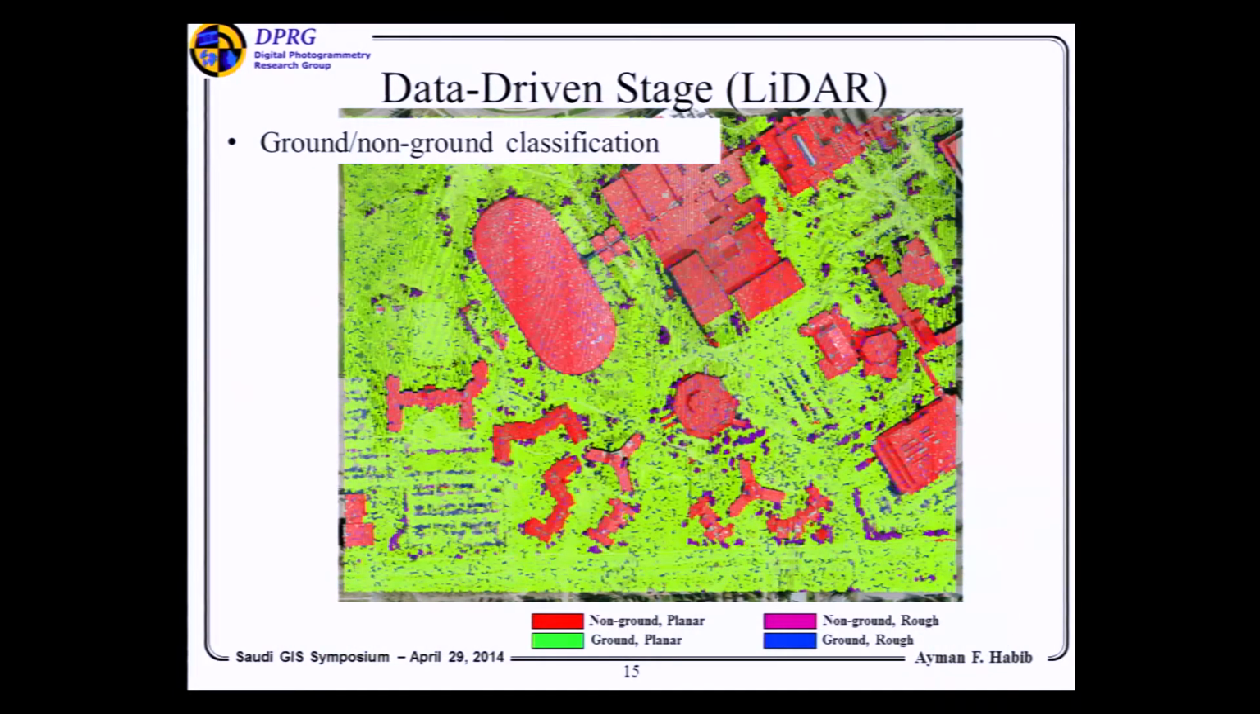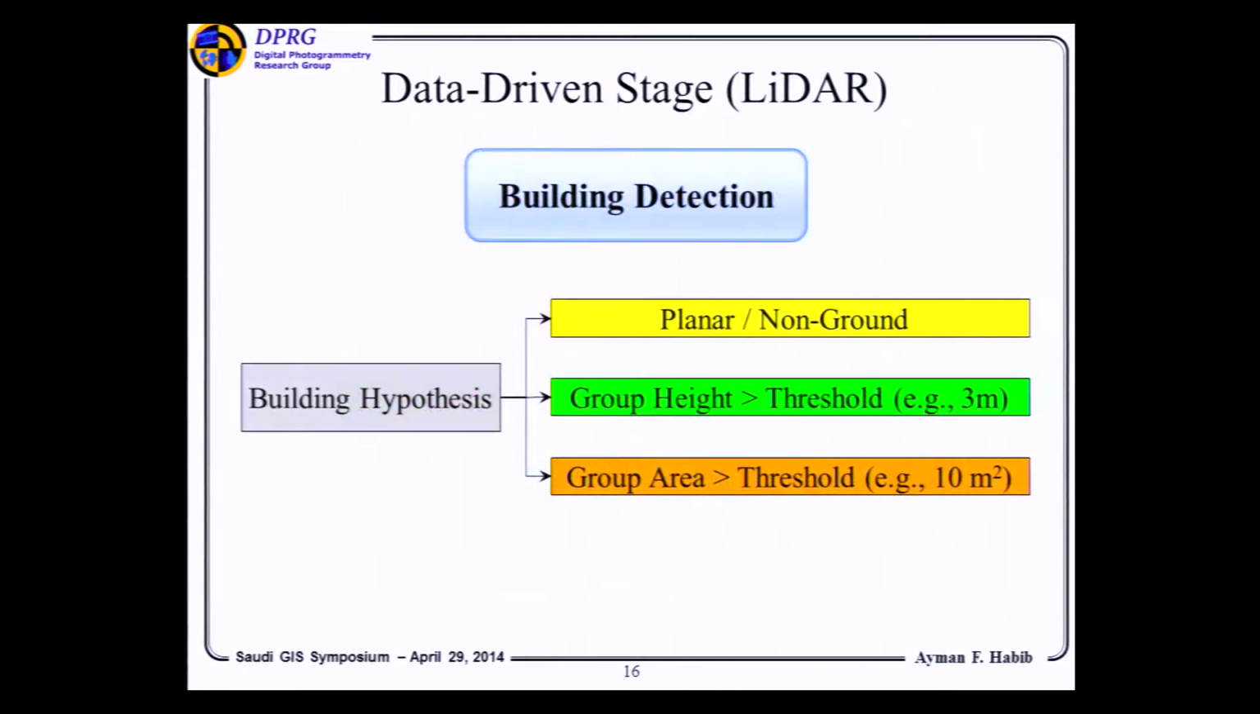So at the end, based on the results of the segmentation, we classify each one of these groups as either planar or non-planar, whether they are ground or non-ground. And that's very important, because now that makes building detection a very simple process. We can say, what is my hypothesis about the presence of a building in my data? If we have a planar region, which is not ground, which is considerably higher than the ground and has a certain area, most probably that's part of a rooftop of a building.